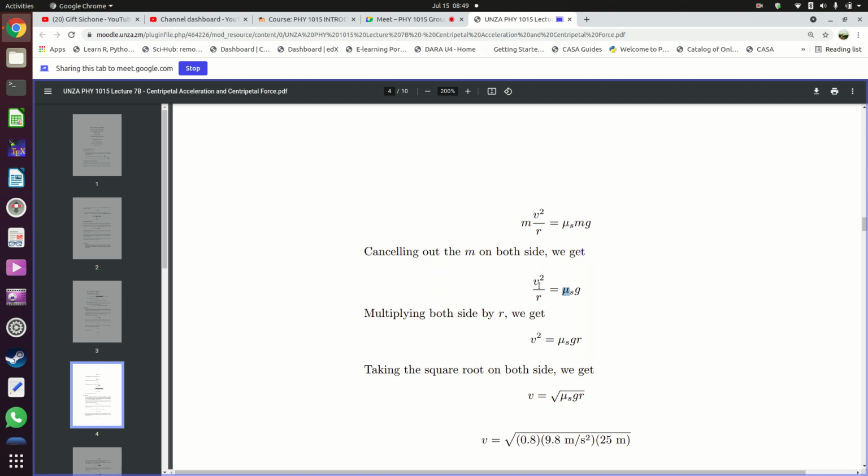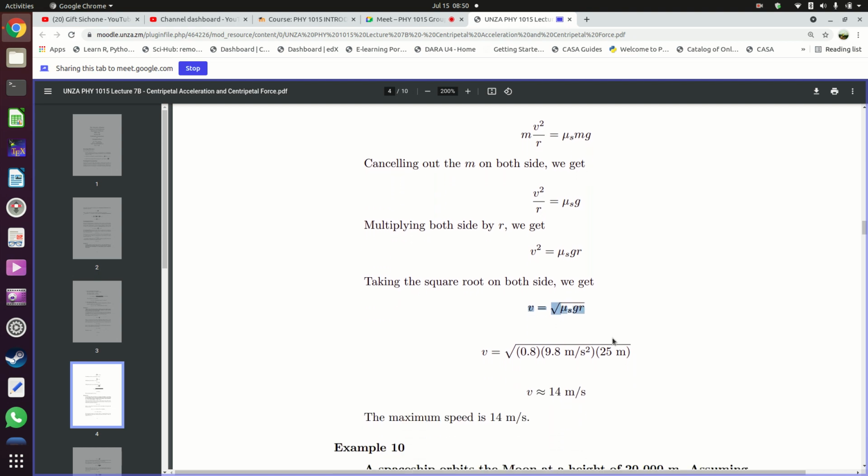So since you're looking for v, you make v the subject of the formula, and you end up with v squared is equal to the coefficient of friction multiplied by g multiplied by r. Then v is going to be equal to the square root of the coefficient of friction multiplied by g multiplied by r. This is the expression which gives you the maximum velocity with which you can go around a roundabout.